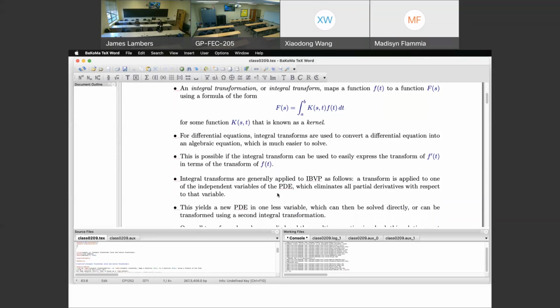So anytime you apply a transform in some variable, one of your independent variables, it's no longer a differential equation in that variable. You still have a differential equation in any remaining variables. That's why, as I'll show in some examples, a PDE in two variables becomes an ODE.